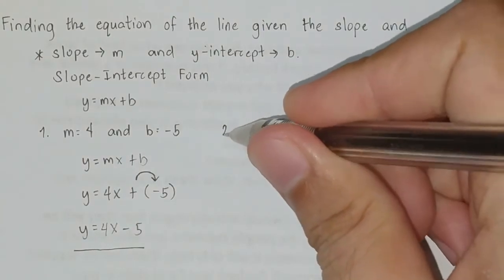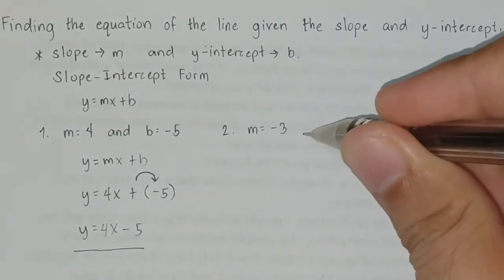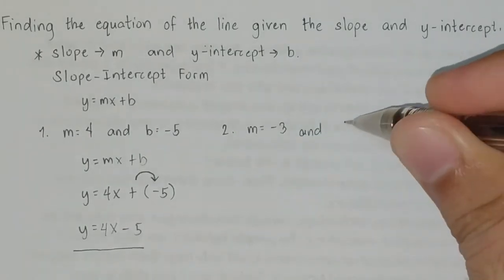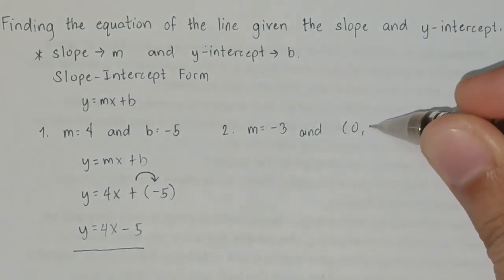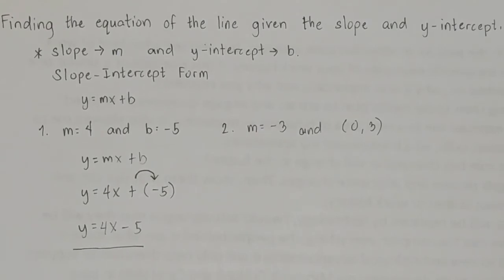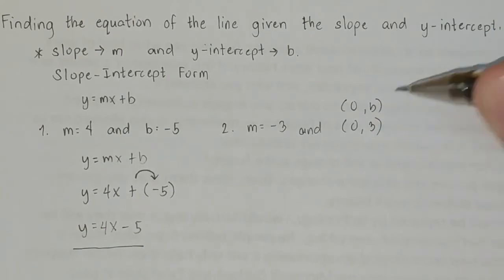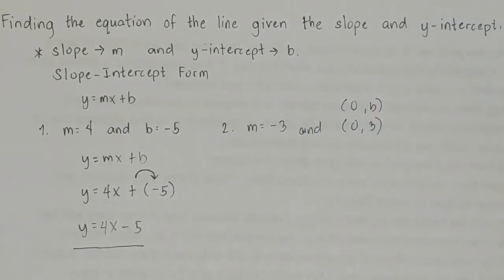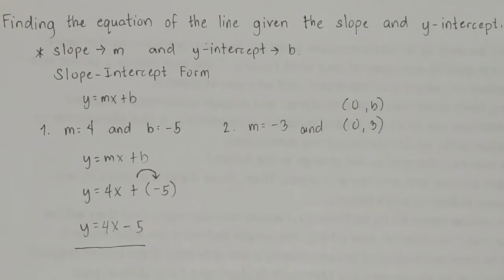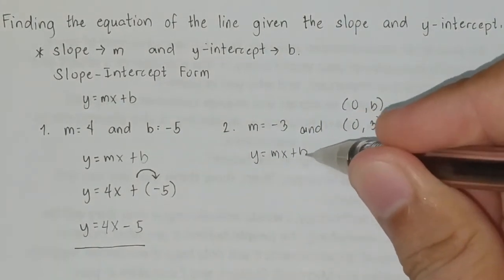And for the second example, we have m is equal to, let's say, negative 3. And y-intercept (0, 3). Okay? This point form of y-intercept is same with this (0, b) for the y-intercept. So, ganun pa din. Sulat lang natin si y is equal to mx plus b.